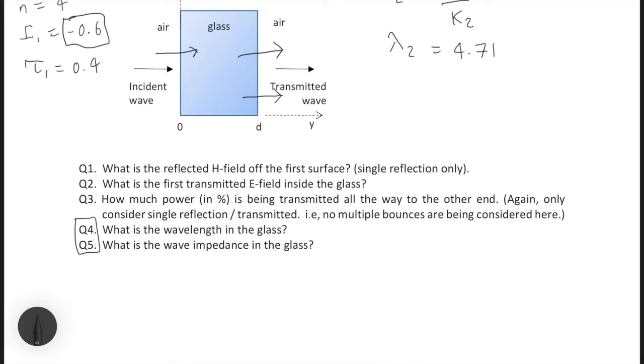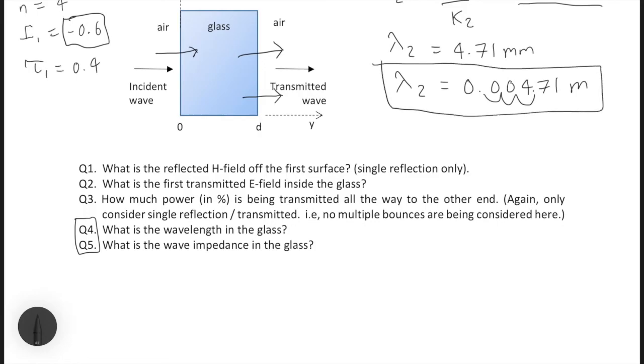So this basic calculation gives lambda 2 a value of 4.71 millimeters. And when you plug this calculation into your calculator, it will be divided by 1,000, because our lambda calculation would be in meters, and we want our answer in millimeters. So that's how we're getting 4.71. All right, so that's our answer for the wavelength in the glass.